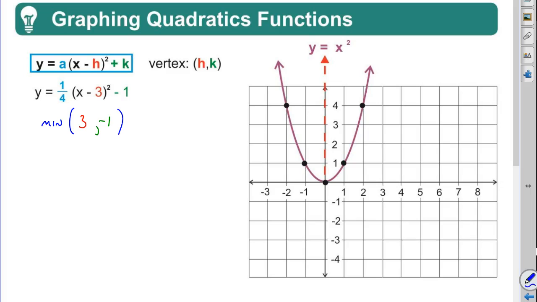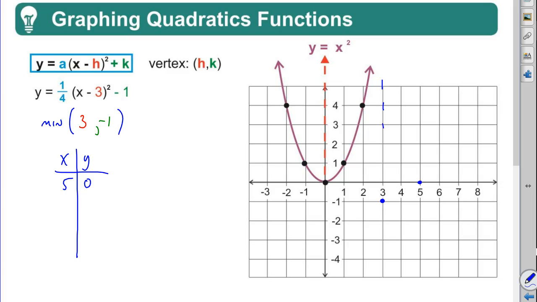Okay, so how would I plot this? First thing I would do is plot my vertex at (3, negative 1), which would be right there, right? So I plot my vertex, and then the rest I'm going to do with an XY chart. Now, I've got a 4 denominator here, so I'm going to go 2 away from the 3. I'm going to use a 5 here in my XY chart. Putting 5 in for x: 5 minus 3 is a 2. 2 squared is 4. 4 times 1/4 is 1. 1 minus 1 is 0. Okay, we have the point (5, 0).